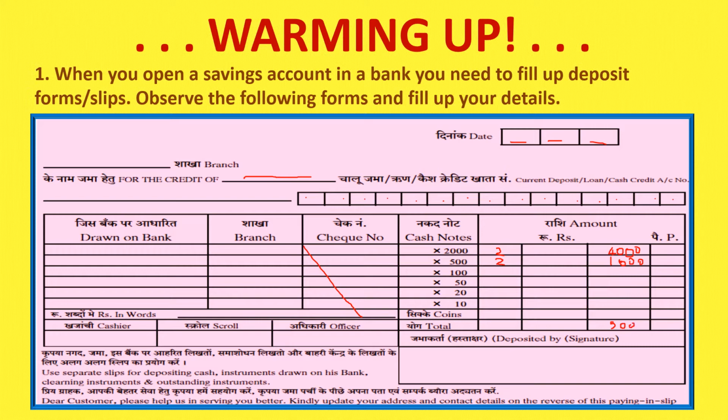After which you will write the total amount in words here. Maybe the check is also an amount of 5,000, or the cash is also 5,000, and then finally you will sign here. So this is how you will fill the deposit slip, give your check, give your cash, and that money will be deposited in the bank.